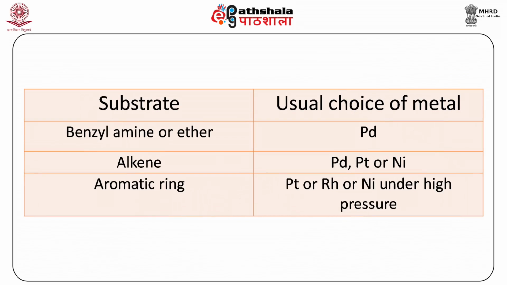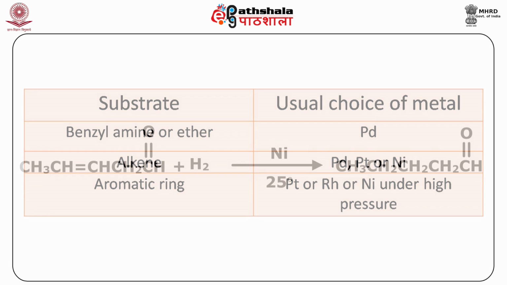On the contrary, hydrogenation can also work with nickel, rhodium or ruthenium. So, if you look at as shown here, depending upon the substrate, the usual choice of metal that you have to pick is as shown here. Benzylamine or ethers we prefer palladium, with alkenes we can take palladium, platinum or nickel, and for aromatic rings it is the platinum or rhodium or nickel under high pressure.